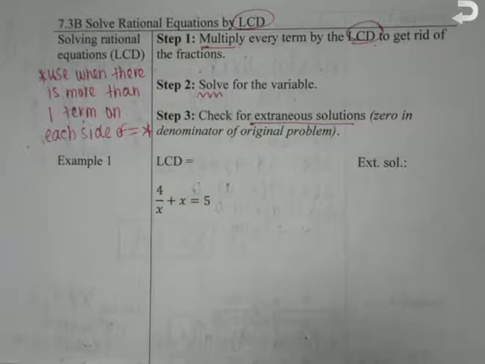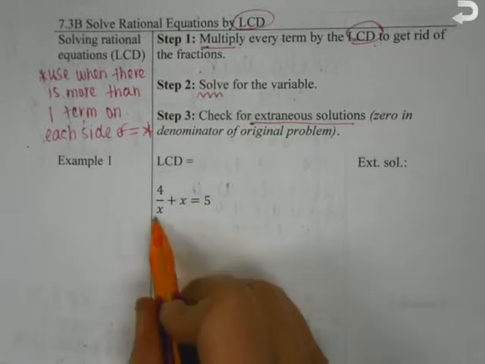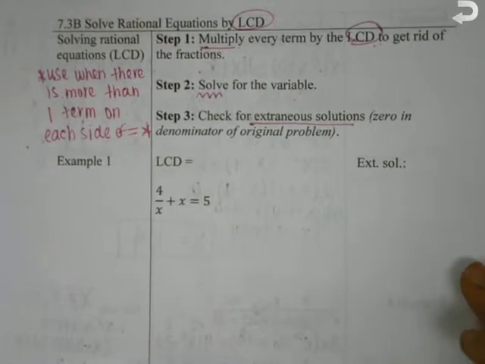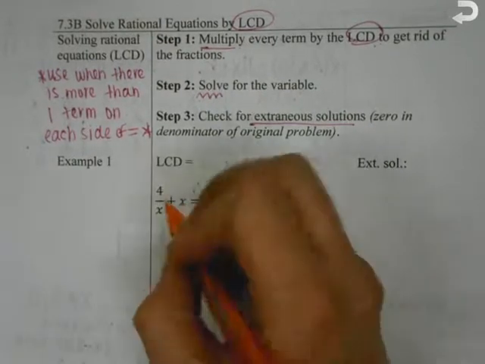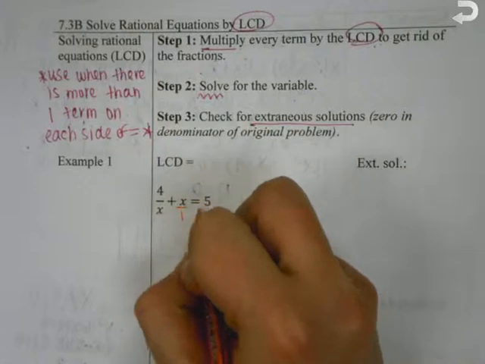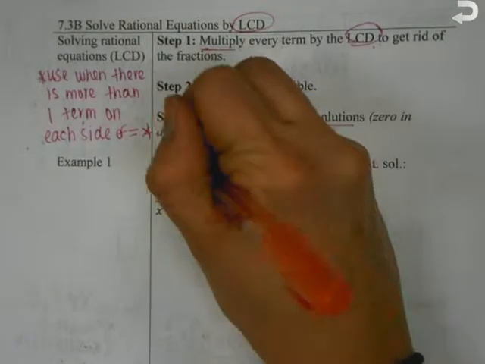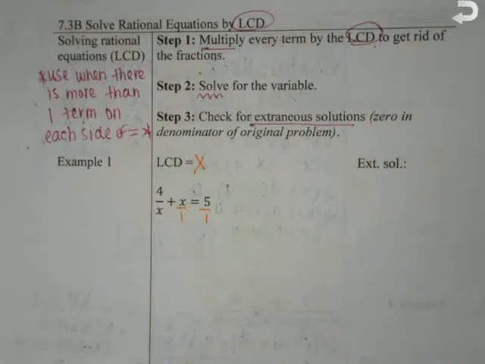So there's more than one term on each side of the equal sign. The left side has 2 terms, so we can't use cross multiplying. We're going to have to use the LCD. So we need to find what the LCD is. X is the same as x over 1, and 5 is the same as 5 over 1. So we're only looking at denominators to find the LCD. So what would my LCD be here? Just x. So my LCD is x.